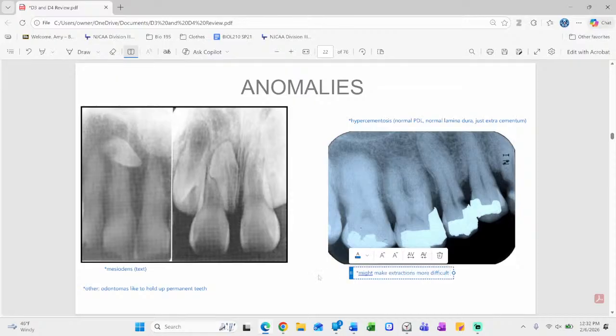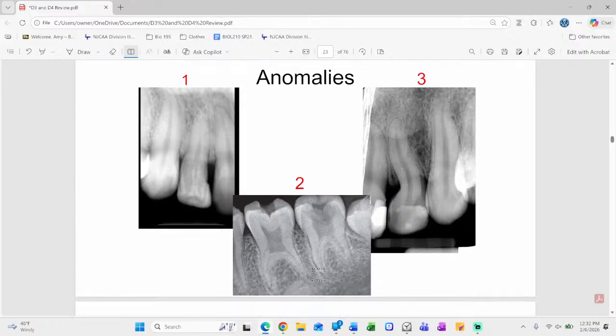Picture number 1, anomaly. Dens in dente. Number 2, taurodont. Number 3, dilaceration can be anywhere through the root, at the apex most commonly, but it can be anywhere through the root. Everybody good?